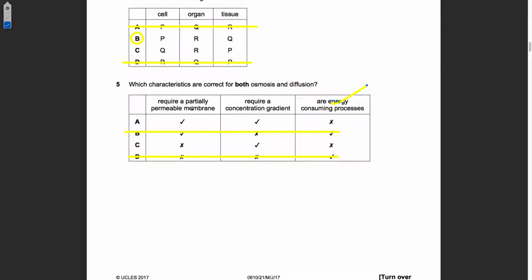Let's go to the first column, require a partially permeable membrane. Well, the answer is either they both do or one or both don't. Now, actually, diffusion does not require a partially permeable membrane. If you spray some nice scent, your perfume, your body spray, whatever, it will diffuse across the room, regardless of whether there's a partially permeable membrane present or not. Osmosis does need a partially permeable membrane, but they both don't need it. Therefore, we can go for C, and that is our answer for question 5.